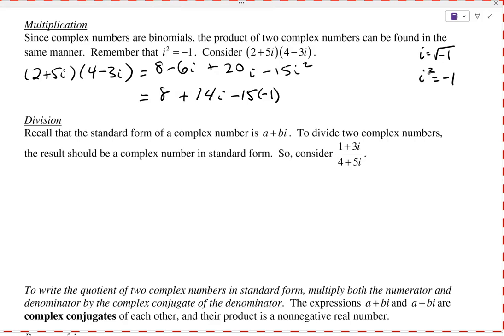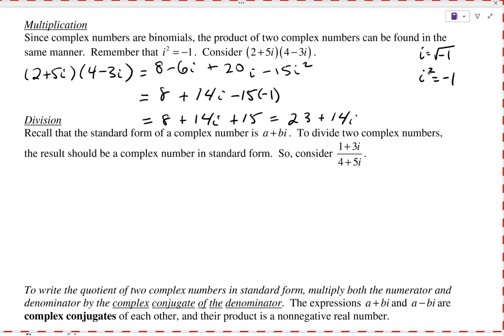This is the only part where it's different for multiplying complex numbers versus multiplying binomials with x's in them. Anytime you see an i squared, you'll replace it with a negative 1. Well, when you do negative 15 times negative 1, you just get a positive 15. And then we can add the 8 and the 15 together and get 23 plus 14i.